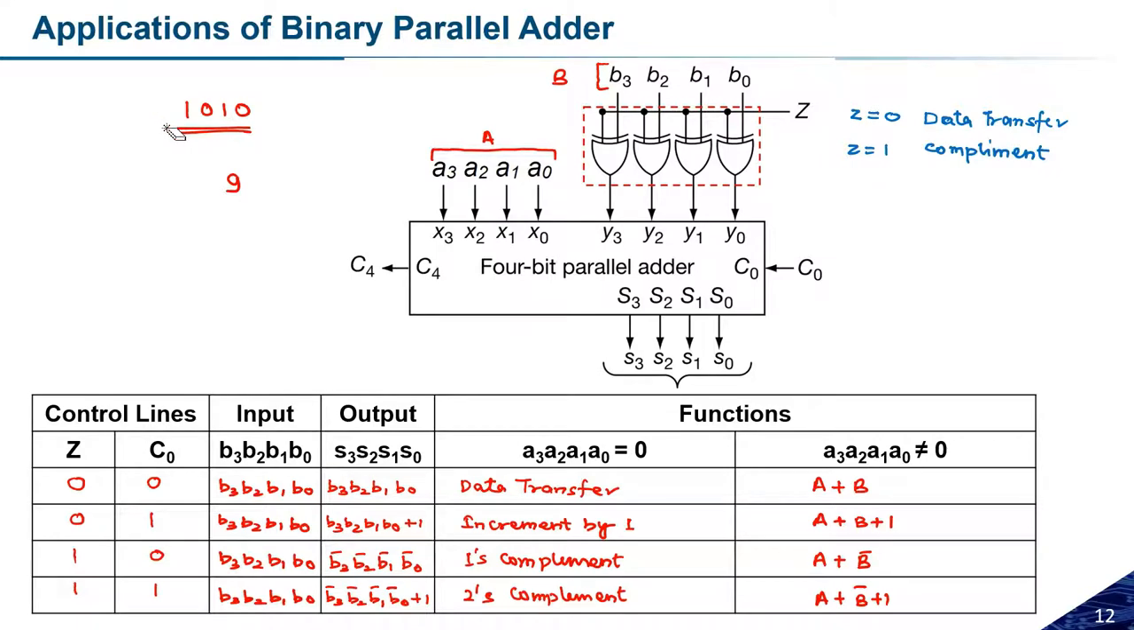Suppose I have a number like 1010, and this number is equivalent to 6. To find the nines complement of this 6, I have to subtract it from 9, and the result I am getting will be 3. So if I have to perform the nines complement of this number 1010, can anyone tell me what will be the status of each bit, A0, A1, A2, A3, B0, B1, B2, B3, and the two control signals Z and C0? What is the status of all these things?